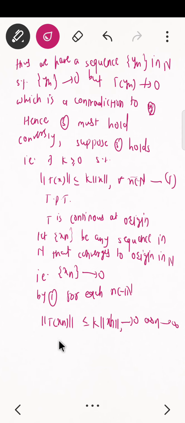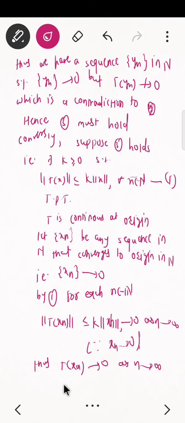Since x_n converges to 0, the norm of T of x_n sequence converges to 0. So the norm of T of x_n tends to 0, and therefore T of x_n converges to 0 in N dash as n tends to infinity.